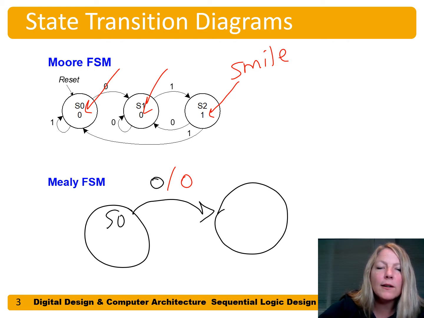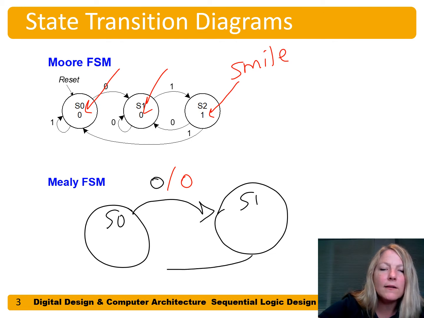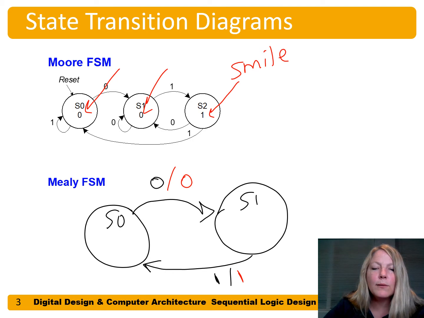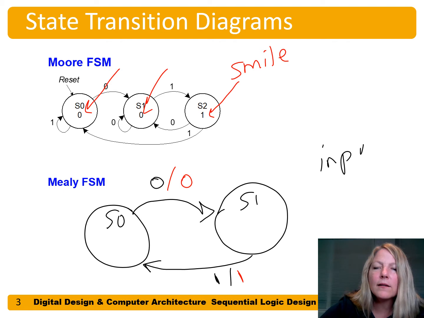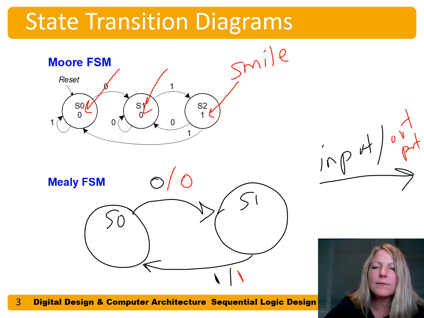We're in S0, find a 0, and now we go to S1 and we find our 1. Well, now we can say, I'm in S1, and I found a 1 here, and that's what I wanted. So now my output should be a 1. So in Mealy FSMs, we have the input slash, on the other side, we put the output. And these are our transitions.